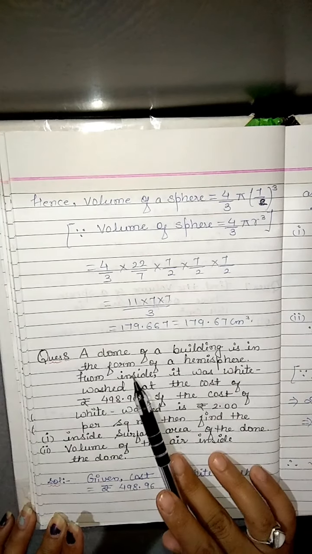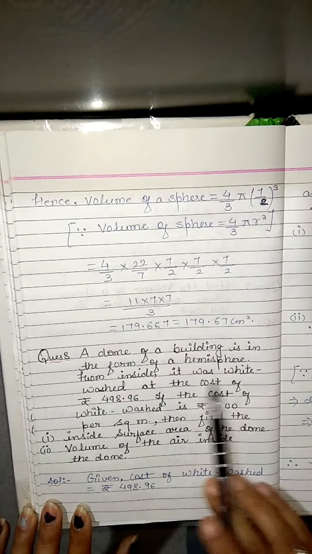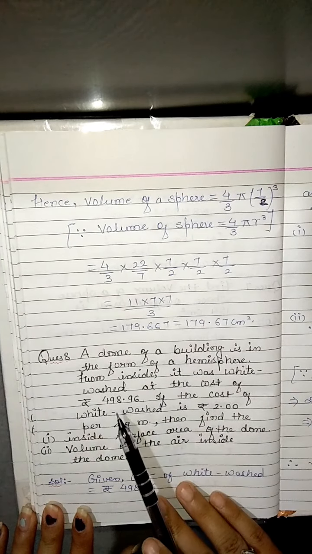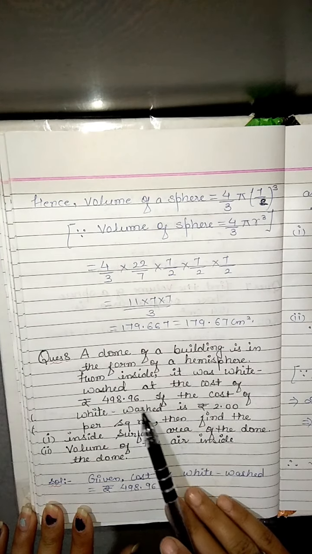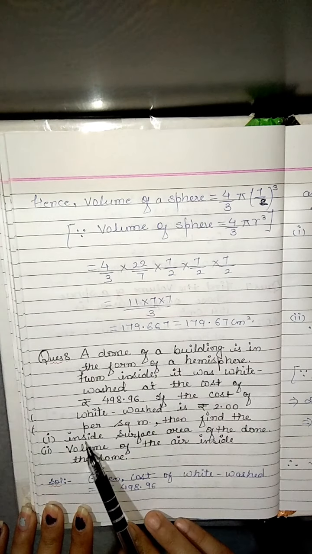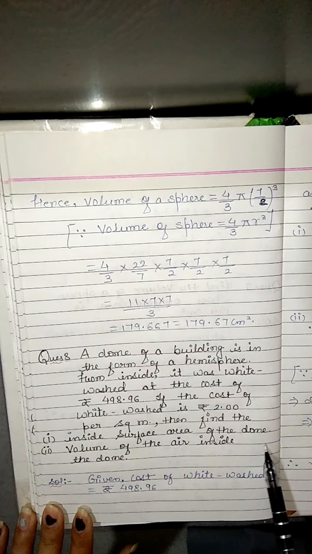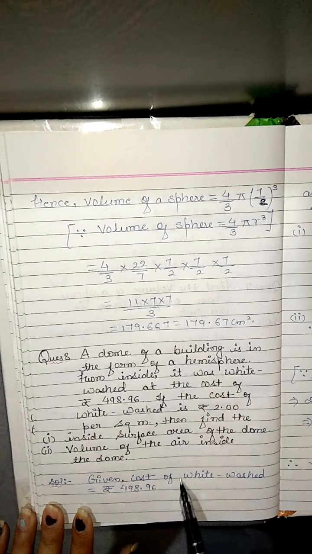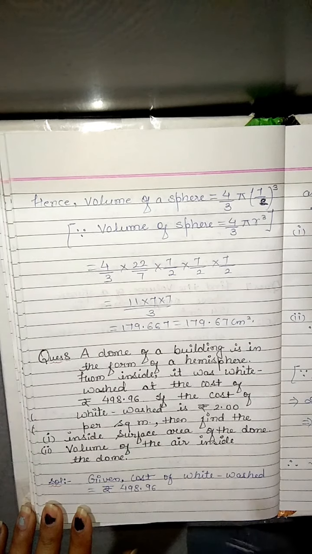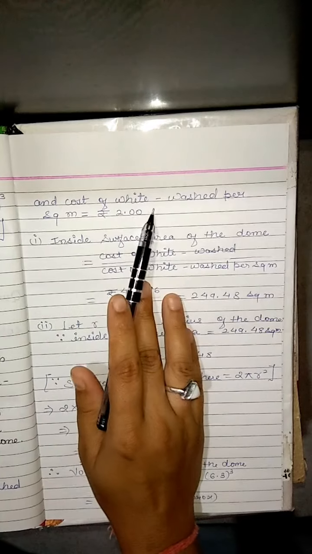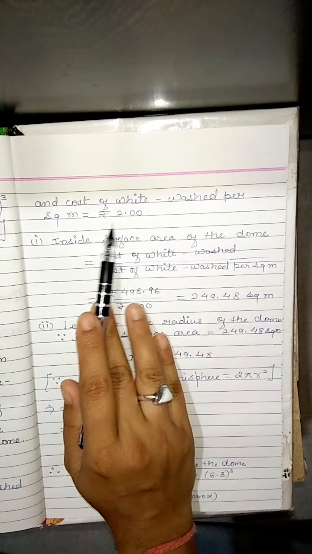Question number 8. A dome of a building is in the form of a hemisphere. From inside it was whitewashed at the cost of rupees 498.96. If the cost of the whitewash is rupees 2 per square meter, we have to find the inside surface area of the dome and the volume of air inside the dome. So given the cost of the whitewash is rupees 498.96, and the cost of whitewash per square meter is rupees 2.